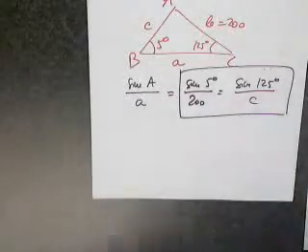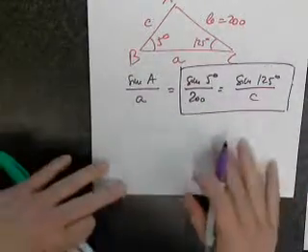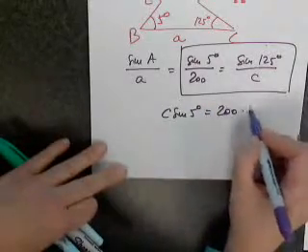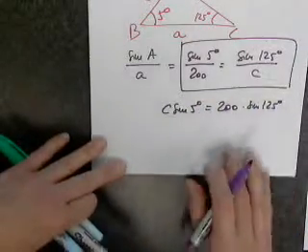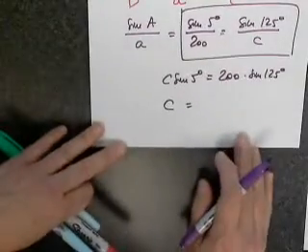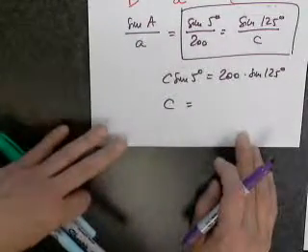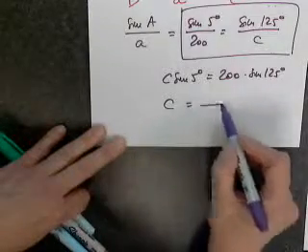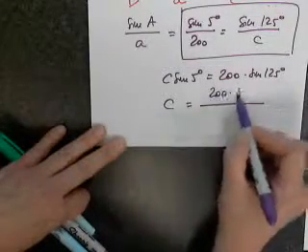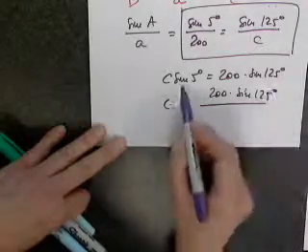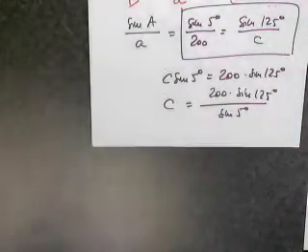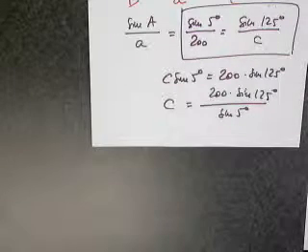What do I do with the proportion always? Right. So I have C sine 5 equals 200 times sine 125. How do I find C? That's 200 times sine 125 over sine 5. So I have to punch it in the calculator.